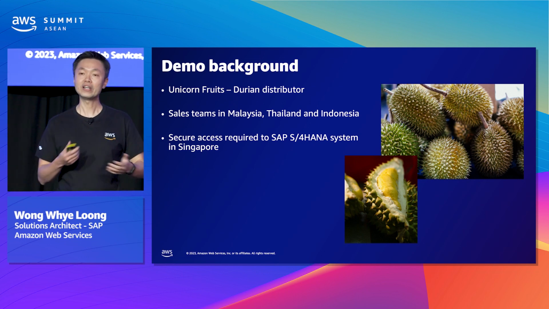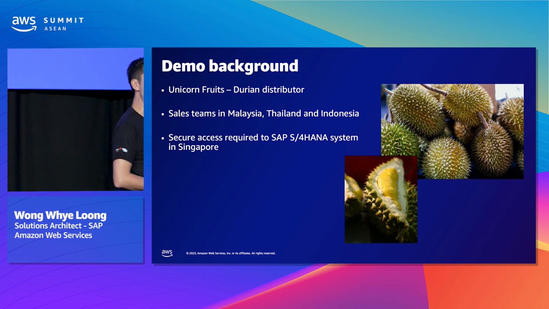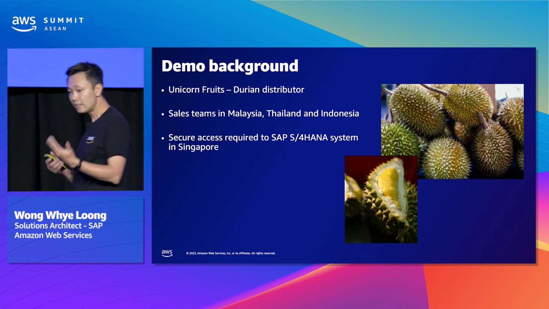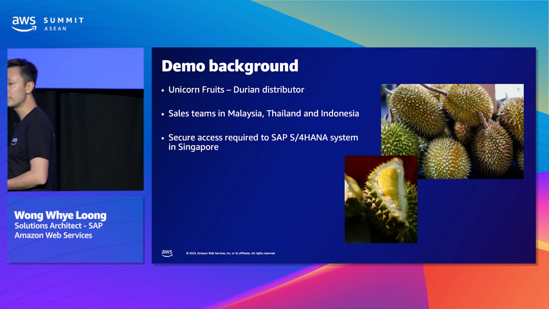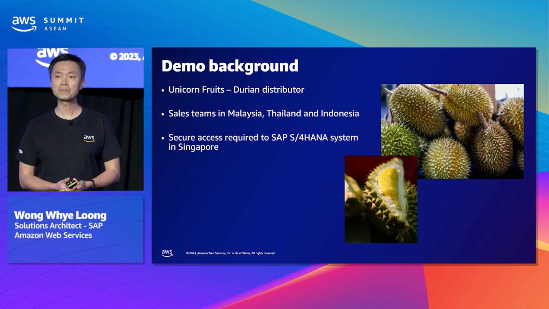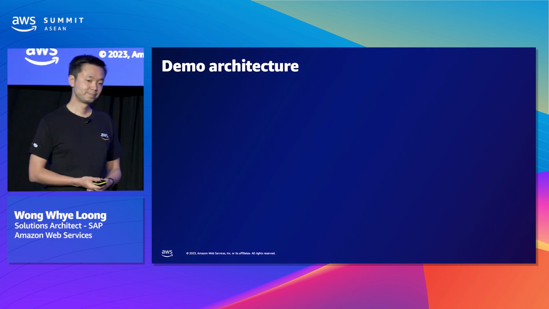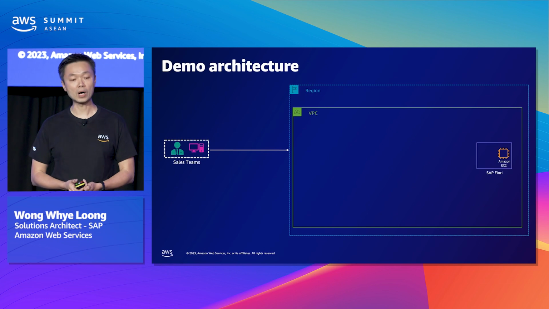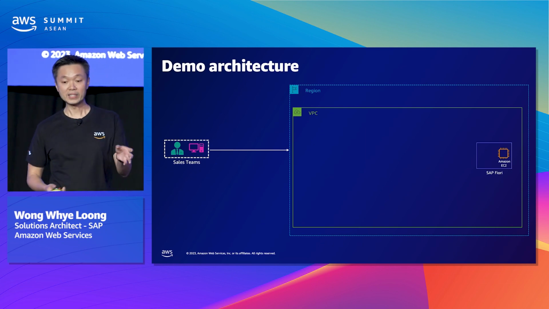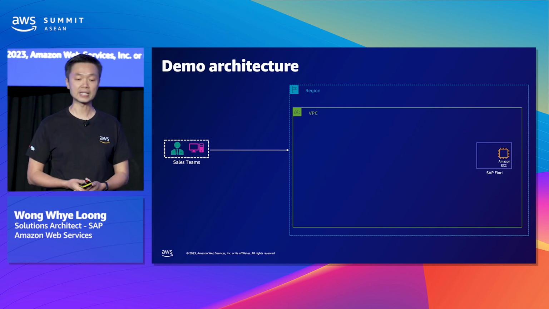So Unicorn Fruits is a durian distributor based in Singapore. It's recently undergone a digital transformation journey and migrated its SAP systems onto AWS. It has sales teams in Malaysia, Thailand, and Indonesia wanting secure access to the SAP S/4HANA system from the public internet. So let's just talk through the demo architecture. On your left, you've got the sales teams wanting secure access to the SAP system located behind a private subnet in the AWS Singapore region.